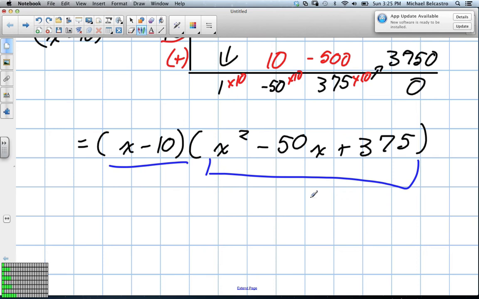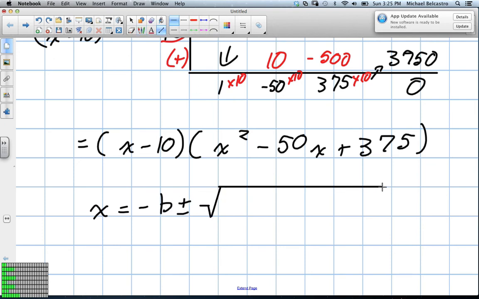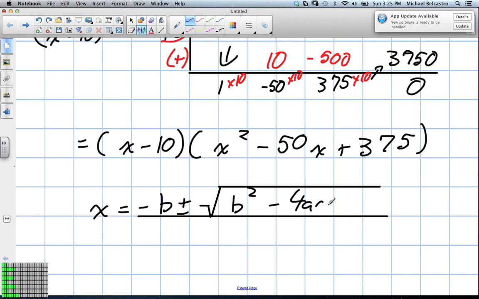The best way to factor that, instead of going through our factoring, would be the quadratic formula. We know it's going to work right away. So we'll use the quadratic formula right off the bat to factor this. So we know x is equal to negative b plus or minus the square root of b squared. You remember this whole formula? Yeah. Okay, good. b squared minus 4ac over 2a. Okay, so negative b will give us actually positive 50 plus or minus the root of, what would negative 50 squared be?